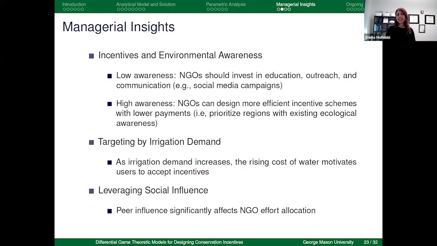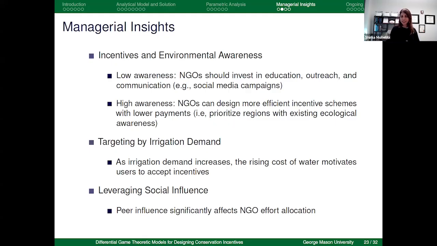Secondly, as irrigation demand increases, the rising cost of water consumption motivates users to accept incentives. So NGOs should target high demand regions to lower the average incentive payments, maximize water saving impact, and improve cost effectiveness of the program.